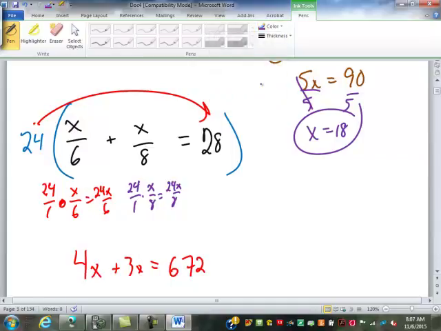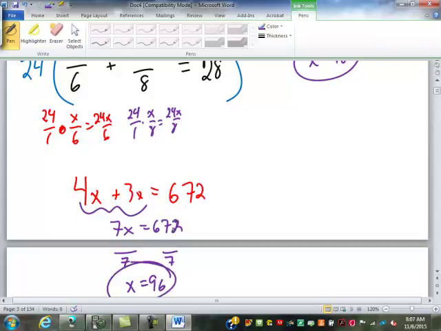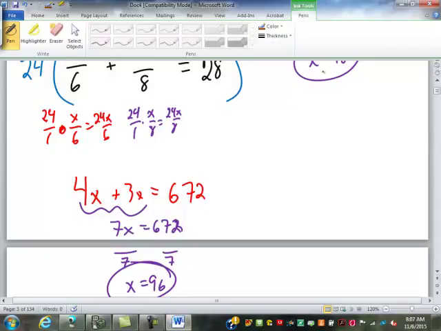So then, 3x and 4x and 3x make 7x. 672 divided by 7. X equals 96. Good stuff.